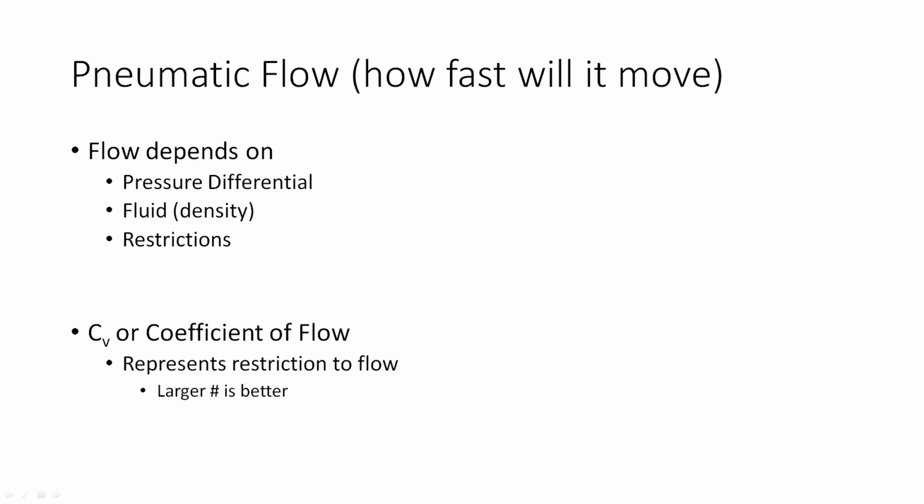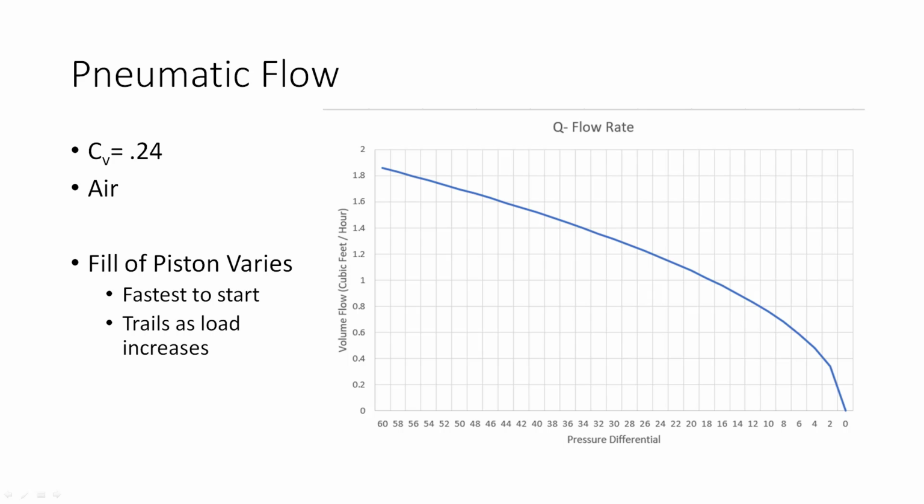Now, when we talk about flow, the simplest way for us to think about it is what's called a C sub V, or coefficient of flow. And what this does is it's a number that represents resistance to flow or restriction to flow. A larger number means there's less of a restriction of flow, essentially. So when we look at pneumatic flow and we plug it into the pneumatic equations, which I won't get into too in depth here, they're basically some integrals. It's calculus based. But when I look at pneumatic flow, I consider that as a Q, or a flow rate.